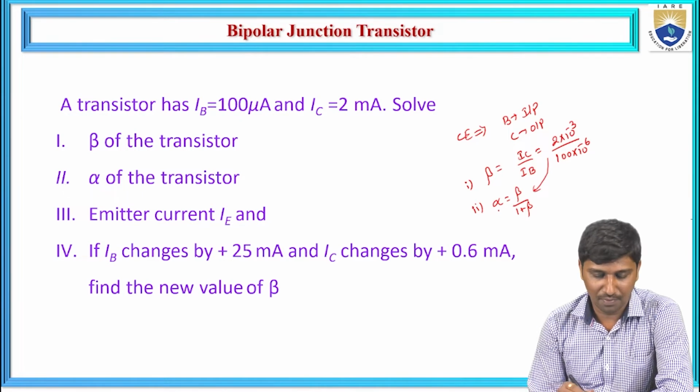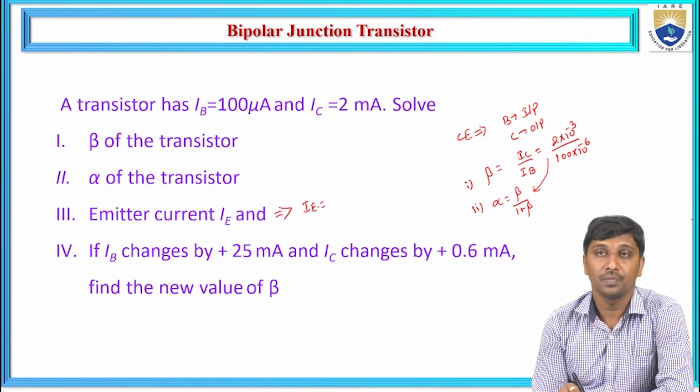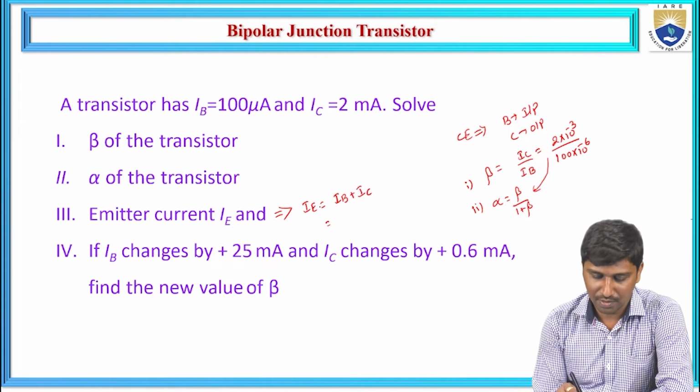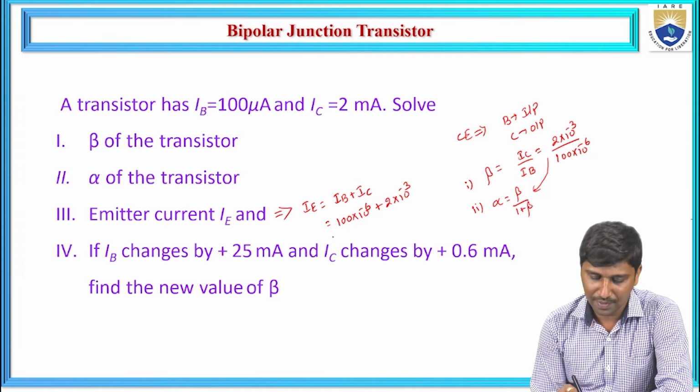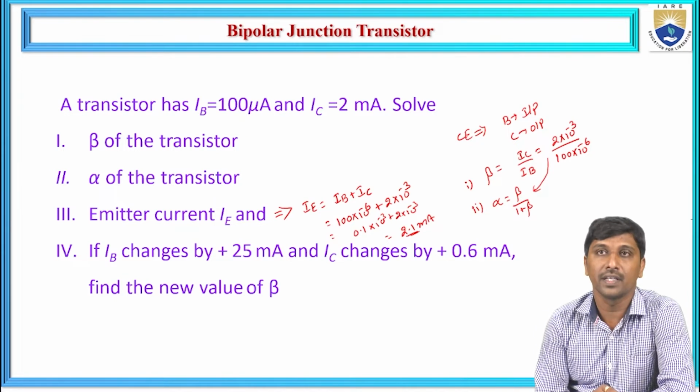Substitute this value to observe the alpha value. Then the third case: we know that IE is equal to the summation of base current and collector current. So hence, IB is 100 microamperes, 100 into 10 to the power of minus 6, plus IC is 2 milliamperes, 2 into 10 to the power of minus 3. So this is 0.1 into 10 to the power of minus 3 plus 2 into 10 to the power of minus 3, hence 2.1 milliamperes.